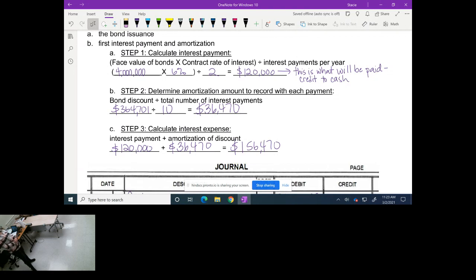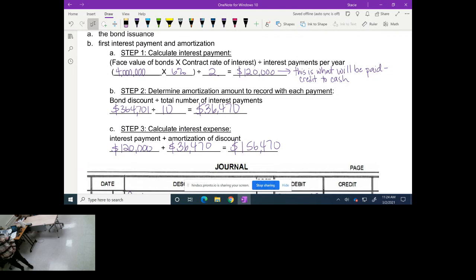That's fine. On step 3, you're adding your interest check, what you're paying them, plus the piece of the discount that you're writing off. That'll be your expense amount. This is the thing. Think about it like this.